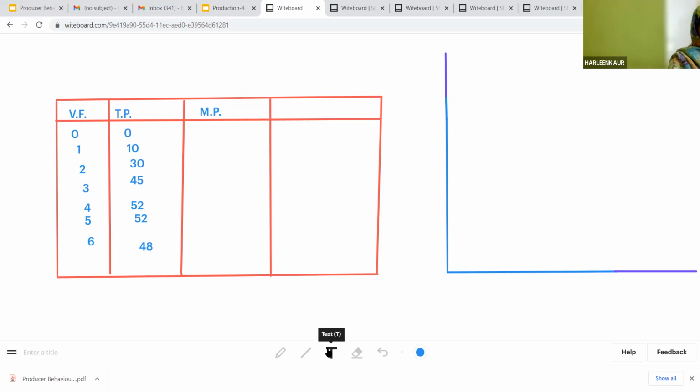Okay. So, MP is here nil, not defined. And when we have one variable factor, we will get MP as 10. After that, 20. And then it will be 15. After that, 7. Then again 7. Then 0. Then 52 minus 48 will be 4, so minus 4.